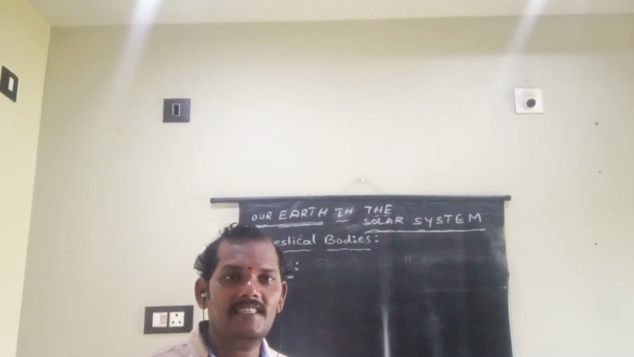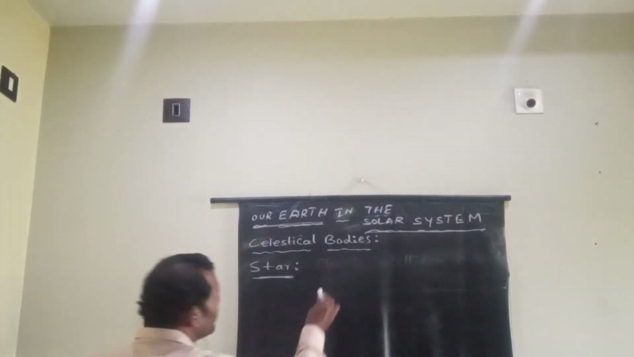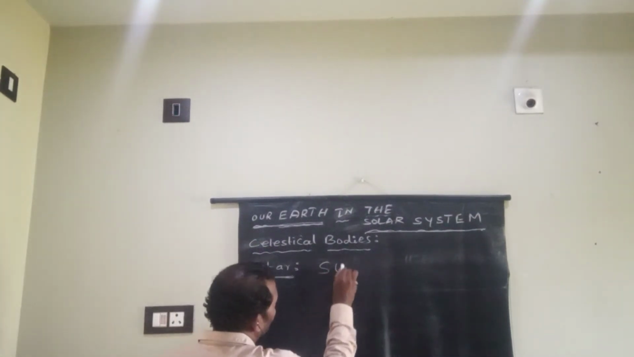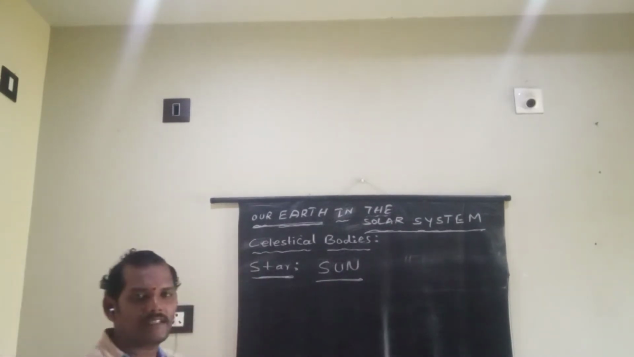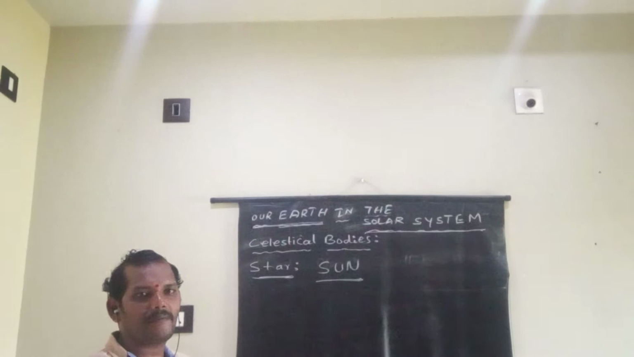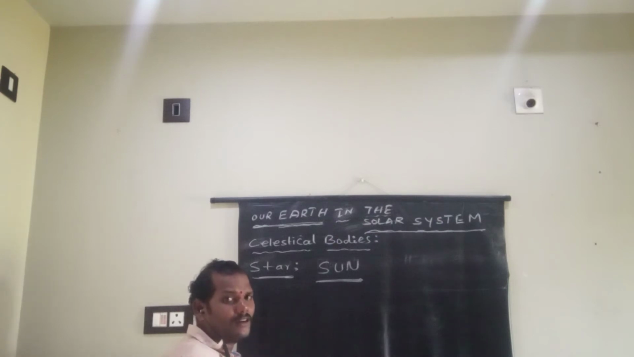The sun is looking very big in size. So the sun is one of the important planets. That means, is the sun a star or not? Yes, the sun is also a star.